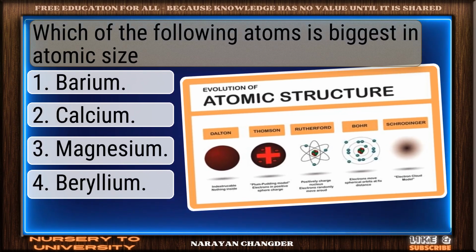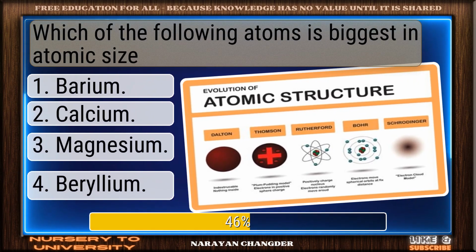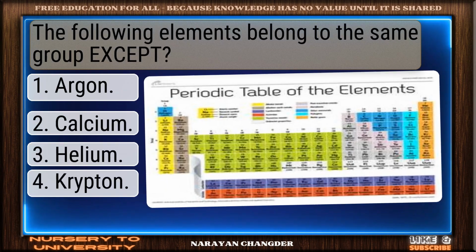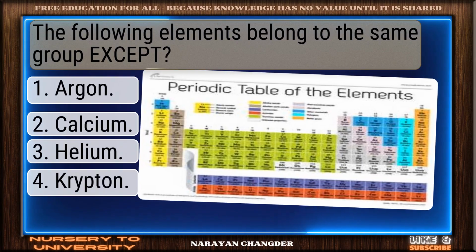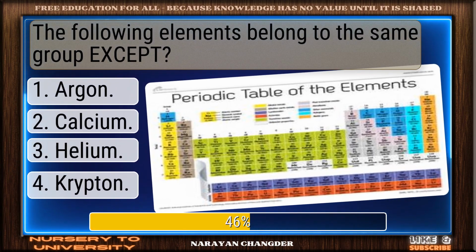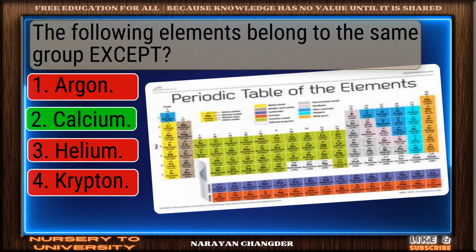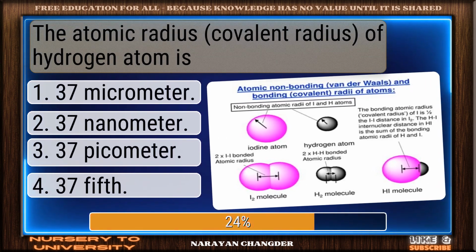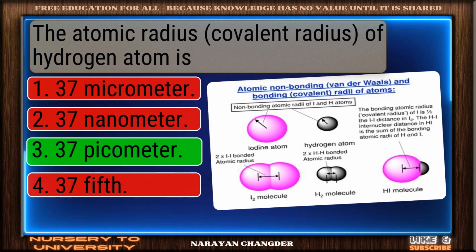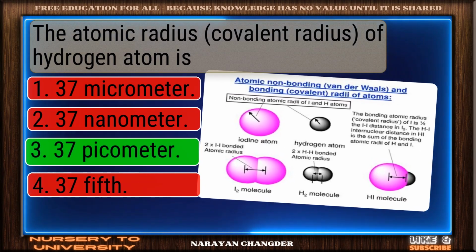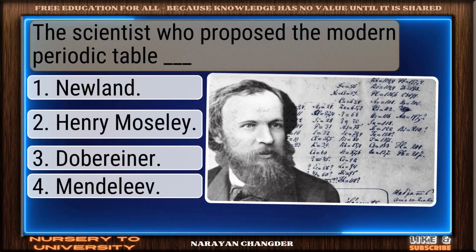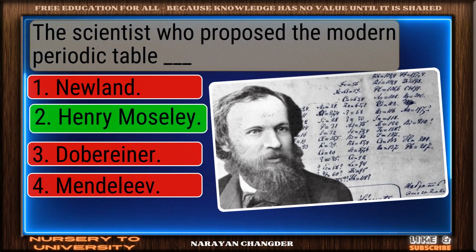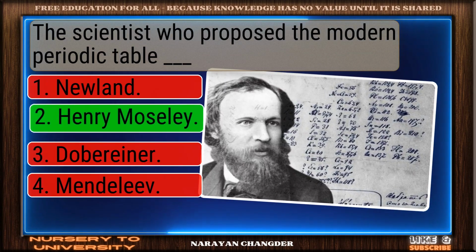Which of the following atoms is biggest in atomic size? Right choice. Barium is best. The following elements belong to the same group except... Exactly. Calcium makes sense. The atomic radius of hydrogen atom is... You got it? 37 picometer fits. The scientist who proposed the modern periodic table dash. Nice selection. Henry Moseley is correct.